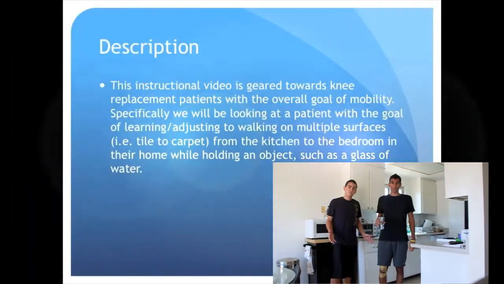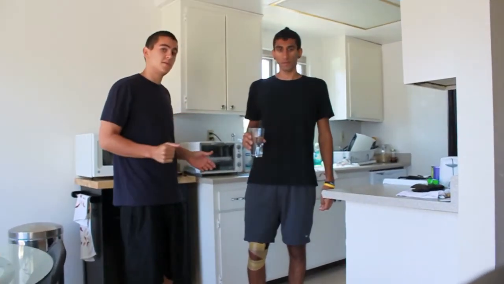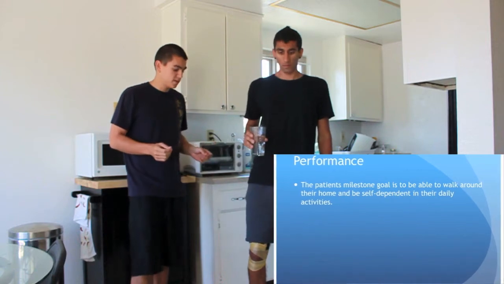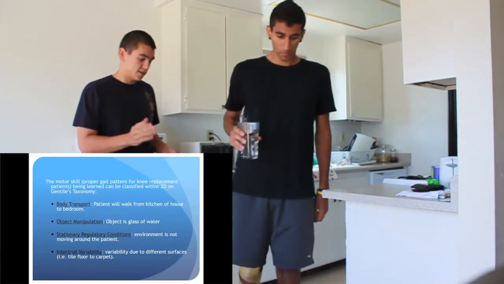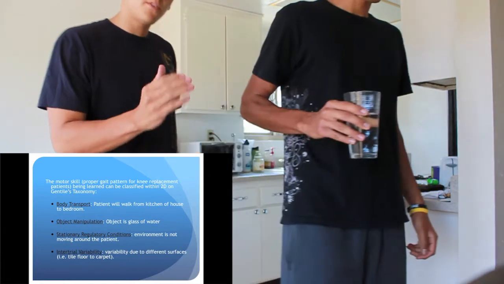So today we're going to be focusing on the motor skill of gait, and Brandon's task here is to get from the kitchen into the bedroom. And you're going to notice a couple things here. Go ahead and walk, Brandon. You're going to notice that he has an object in his hand, which is creating an object manipulation. So he's having to focus some of his attention on that object.